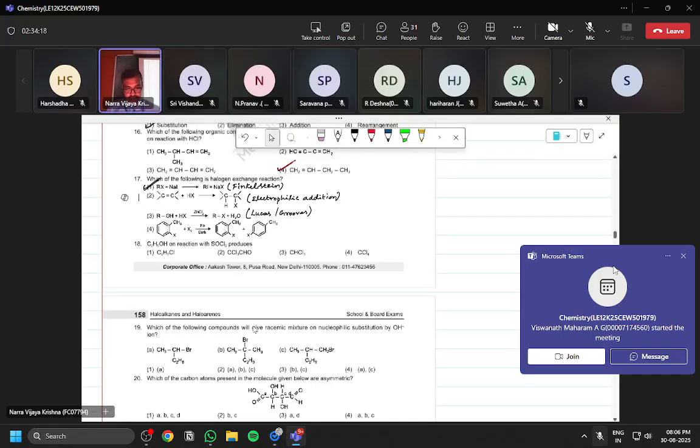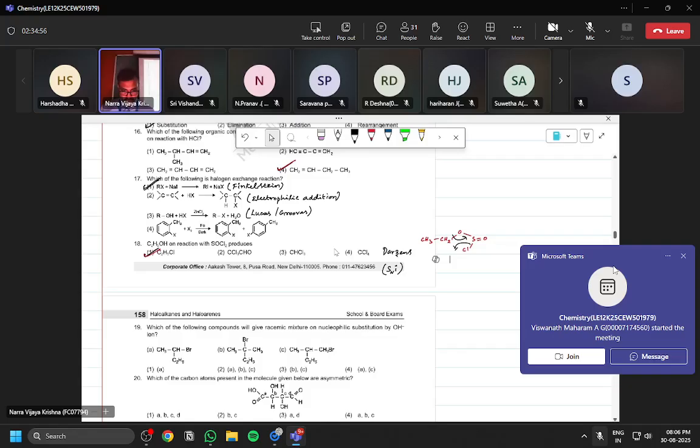Next one. Ethyl alcohol on reaction with SOCl2. What is this reaction? Sargents. And proceed via SNI mechanism. Correct? So product will be. Correct, sir? First step it will form CH3, CH2, O, SOCl. In next step, correct, sir?